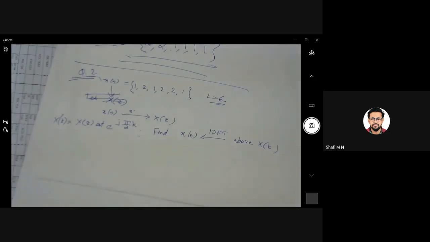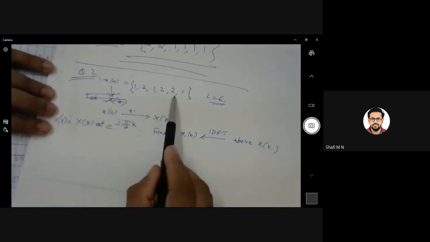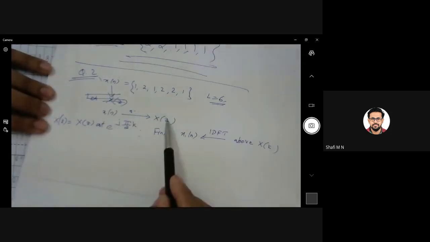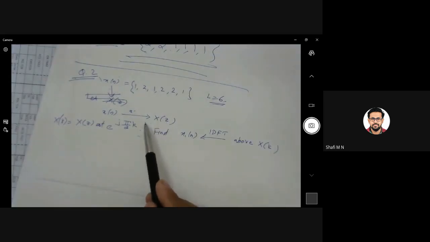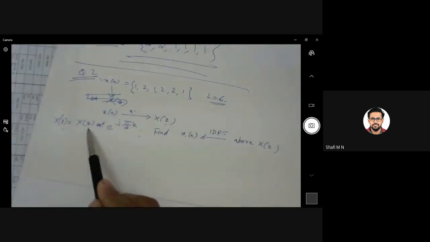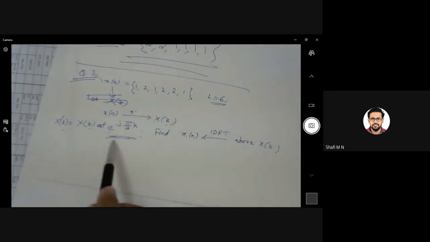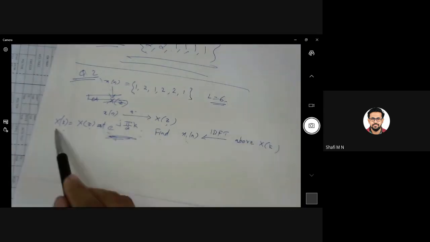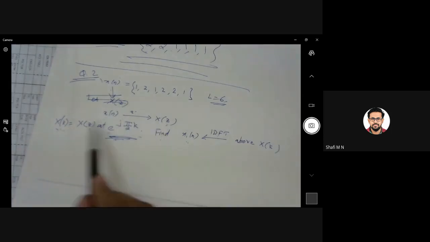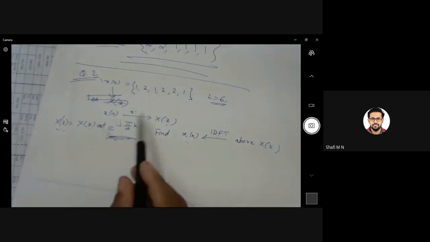Can you tell me the answer? Question complete. That's all. This is the sequence x of n. It is not mandatory to find the Z transform. What they are telling is that x of z is the Z transform, then it is sampled at this rate. You have to focus on the sampling rate. Then find x1 of n, which is the inverse DFT of this x of k. X of k is the sampled version of x of z. So can you tell me what is the sampling rate? What is the value of capital N?